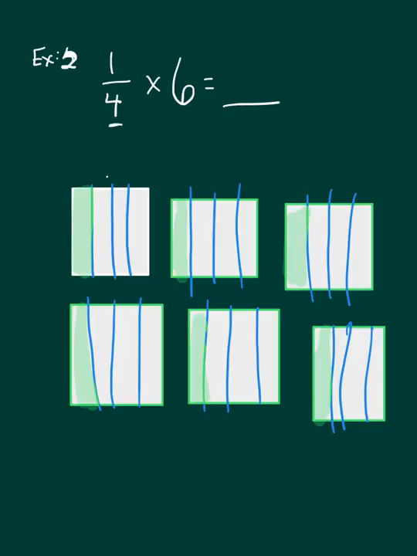Okay, so now what we're going to do is we're going to count up how many fourths are shaded in. 1, 2, 3, 4, 5, 6. So there are 6 fourths shaded in.